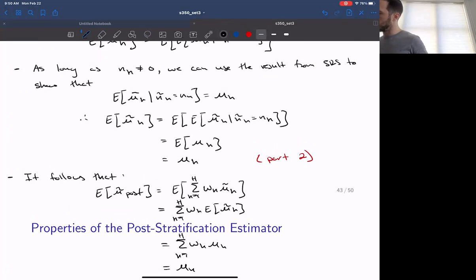Okay, so I'll stop here for today, which means that we'll start with the variance of the post-stratification estimator on Wednesday. Then we'll look at an example of post-stratification, and then we'll talk about another idea, which is called double stratification, and then we'll move on into lecture set 4, which is the ratio and regression estimation approach.